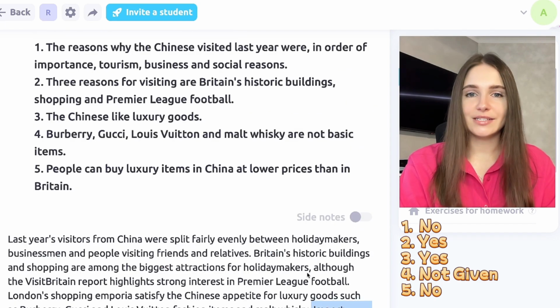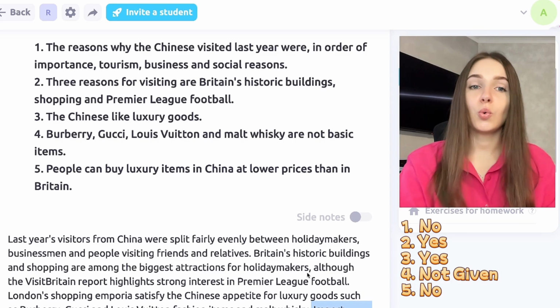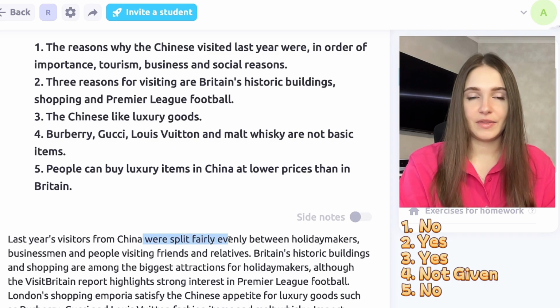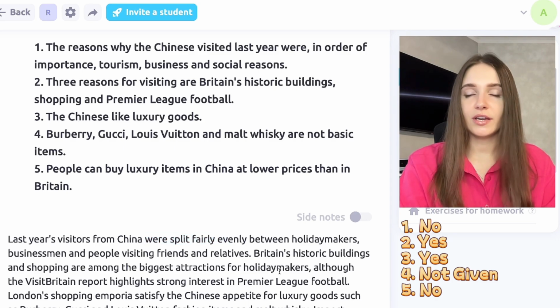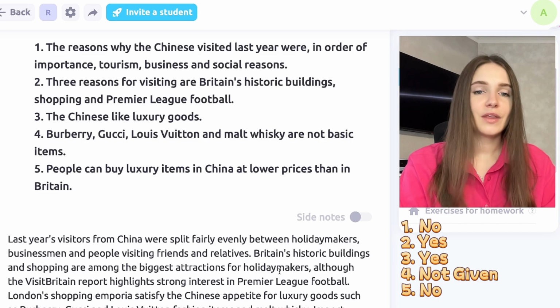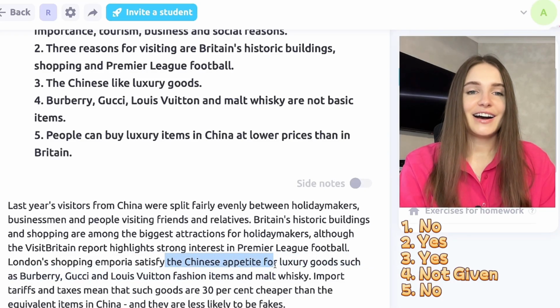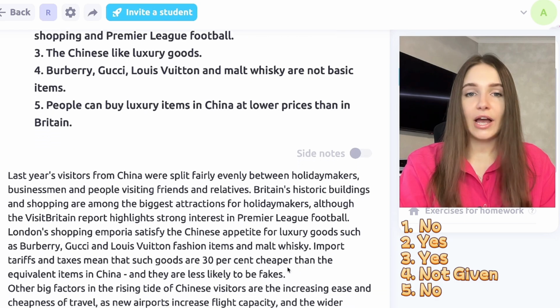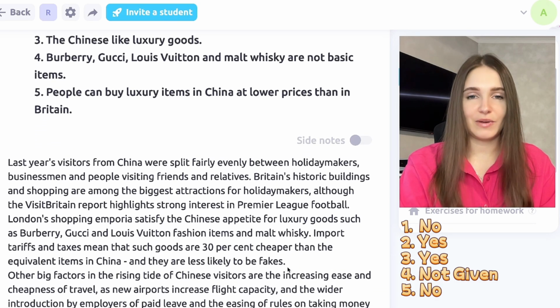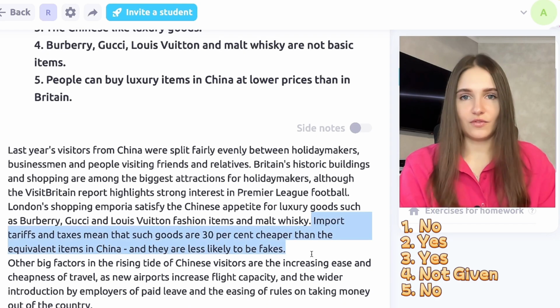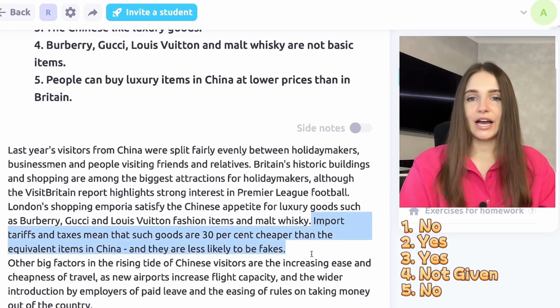So let's take a look once again. The first is no, because it's not in order of importance but split fairly. The second is yes, because we were given the same reasons. The Chinese like luxury goods, yes, because of the Chinese appetite for them. Four is not given. We don't have specific information about it. We do not make assumptions. And the fifth is no, because they changed information here. So that's actually how we should do it.